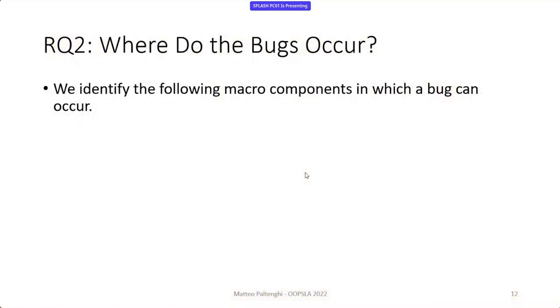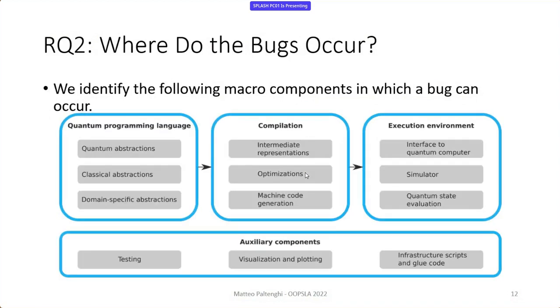Now let's move on to where these bugs happened. To do so, we created a taxonomy of components along the platforms that we analyzed. We created a taxonomy of macro components, and this is the result. We have 4 macro components. The first one is called quantum programming languages. This component is related to abstractions at different levels. We have quantum and classical abstractions, and also domain-specific abstractions.